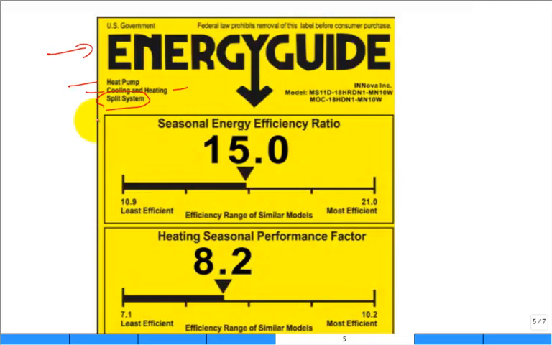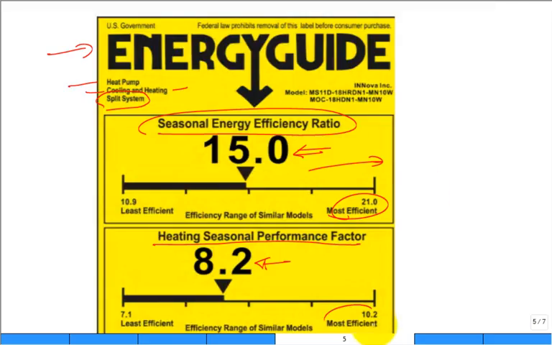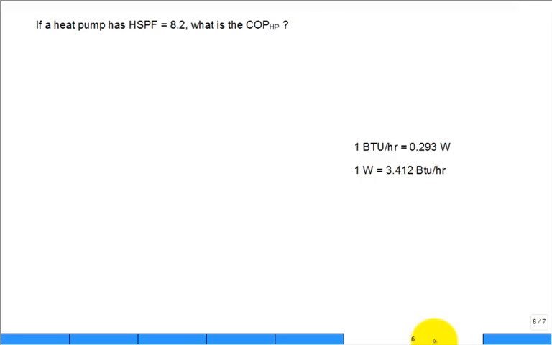Okay, so here is their SEER. Hey, that looks pretty impressive, a 15. And here is your heating seasonal performance factor, 8.2. So we want the most efficient: the highest SEER, the highest HSPF. All right, now let's solve this problem.